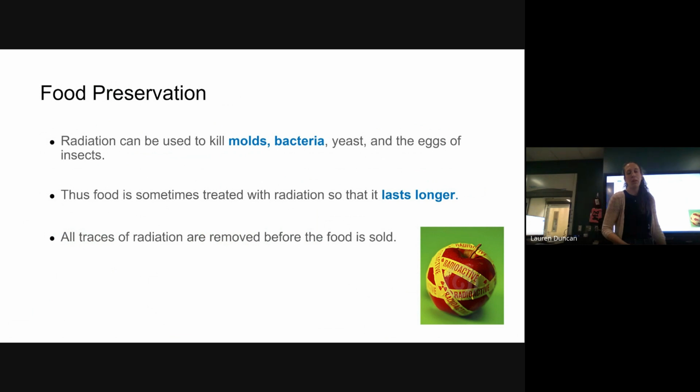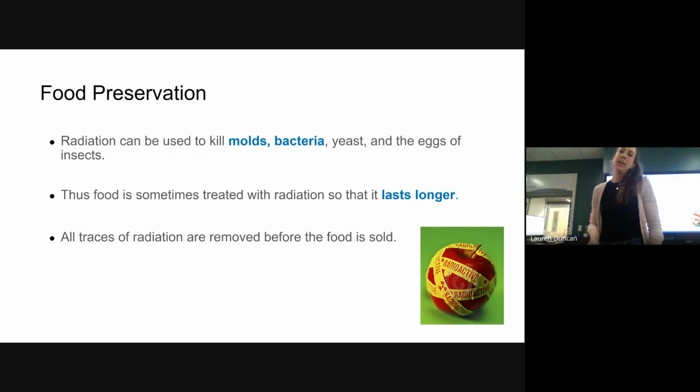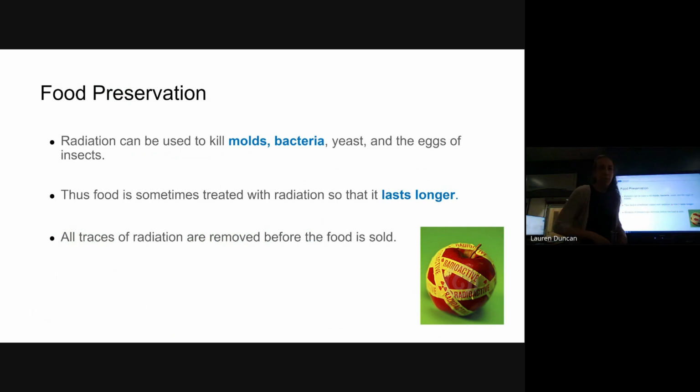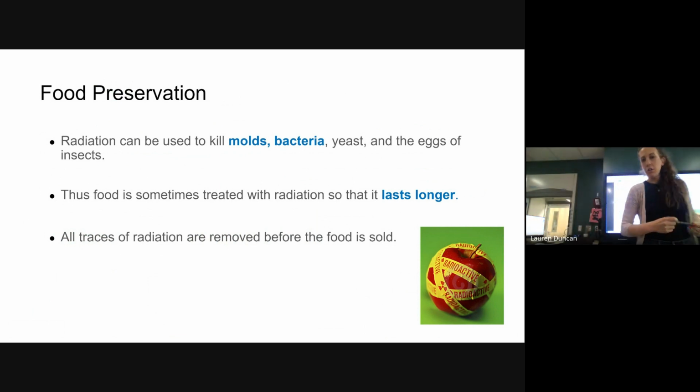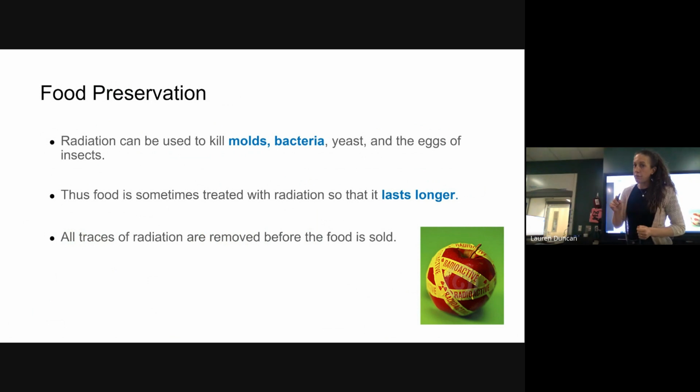Don't worry though, the radiation quickly leaves the food. It's not in there. You're not ingesting it. You're not eating it. It's just basically used to kill anything on the surface of the food that might make it rot or decay more quickly. All right, there you go. There's your uses of radioisotopes in modern society. Sorry, a lot of it you do have to memorize.